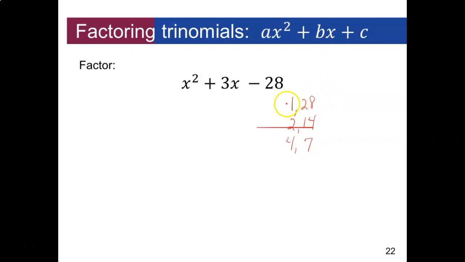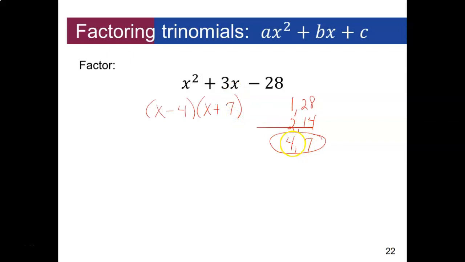So if we look at these factors here, we want to think about which of those would subtract. Whatever this symbol is going to tell us whether we add them or subtract them. Subtract to give us 3. So obviously that's going to be this set of factors. So we're going to have x minus 4, and we're going to have x plus 7.